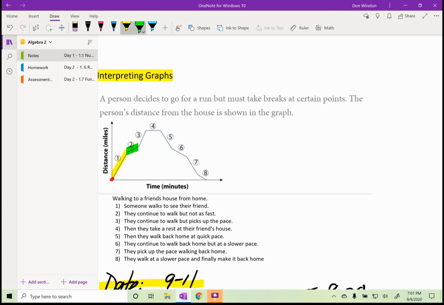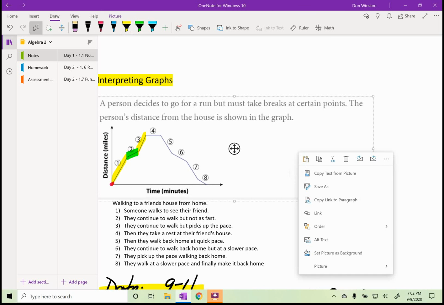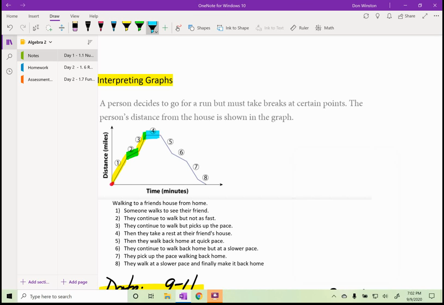And 3, then they continue to walk but pick up the pace. So now they're walking a little faster again. This slope is steeper than it is for 2, and probably walking faster than when they started, because the slope for 3 looks like it's greater than the slope for 1. But then when they get to their friend's house, the distance goes nowhere because they're resting. So 4, they take a rest at their friend's house.